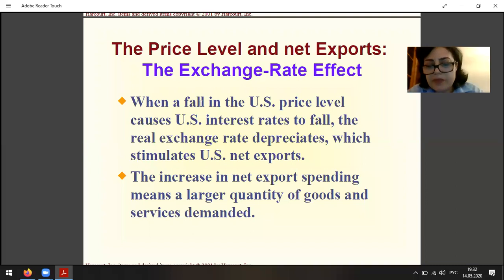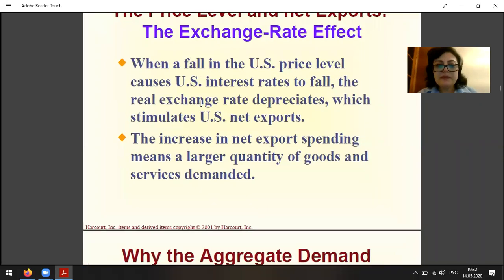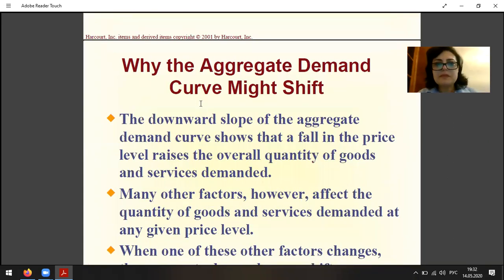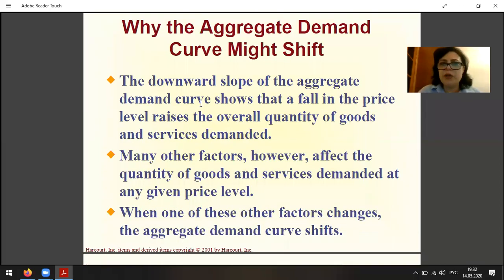Okay, so again, an increase in net export spending always requires more goods and services demanded. So this second question is about the reasons that may cause the demand curve to shift, no matter in what direction. But we have to understand why this procedure is going on.